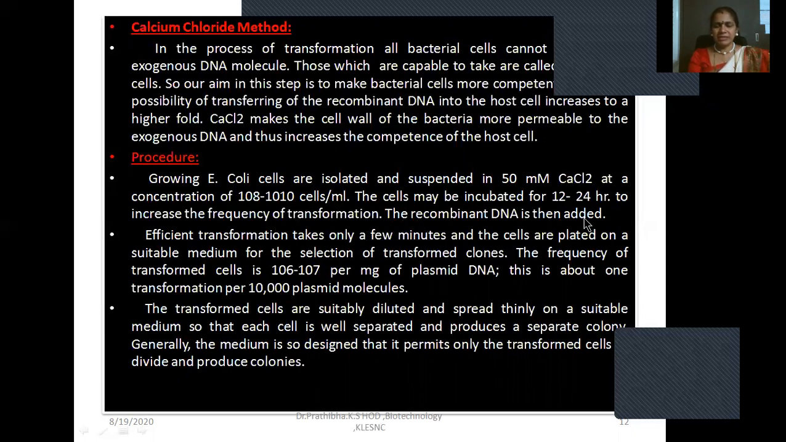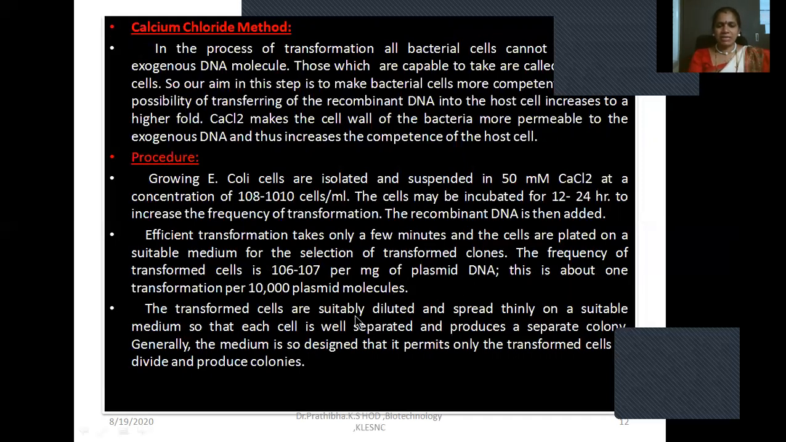The recombinant DNA is then added. Recombinant DNA means, I have explained in the previous video how to construct a recombinant DNA molecule. Once we construct recombinant DNA molecule, that recombinant DNA can be used. Efficient transformation takes only a few minutes and the cells are plated on a suitable medium for the selection of transformed clones. The frequency of transformed cells is 10^6 to 10^7 per mg of plasmid DNA. This is about one transformation per 10,000 plasmid molecules.